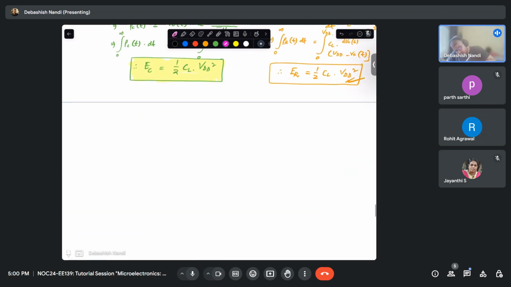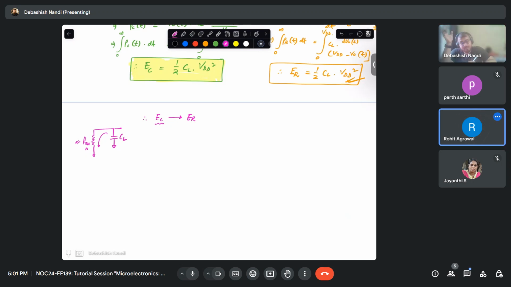So now tell me what will happen in the discharge case. This is your R on N and this is your CL. So this will discharge through this path. The stored energy, this EC, will get discharged via ER, right? The stored energy was EC. It will get discharged via R on, and in terms of heat, obviously.